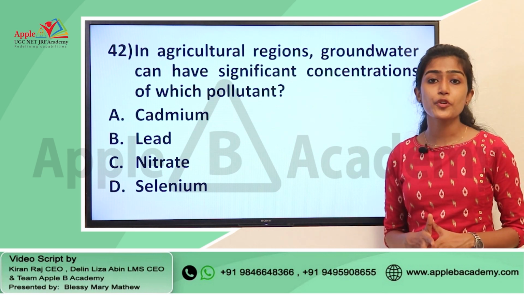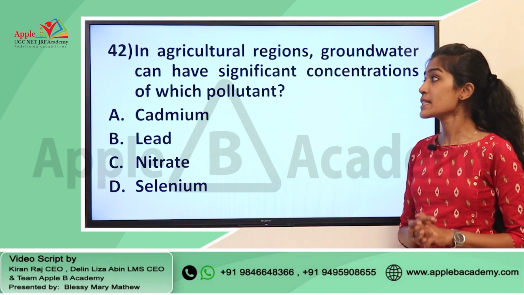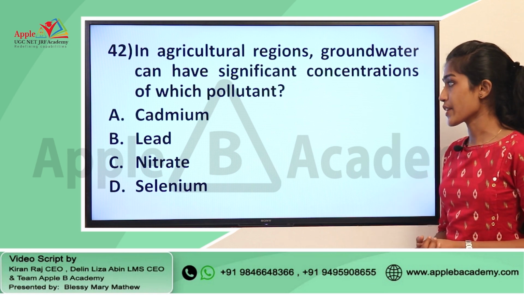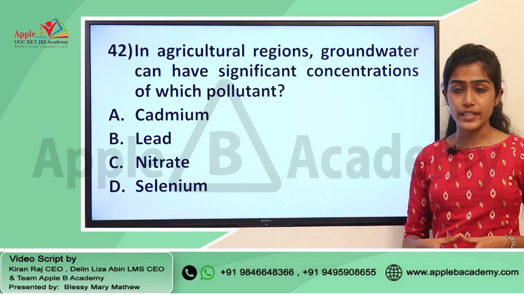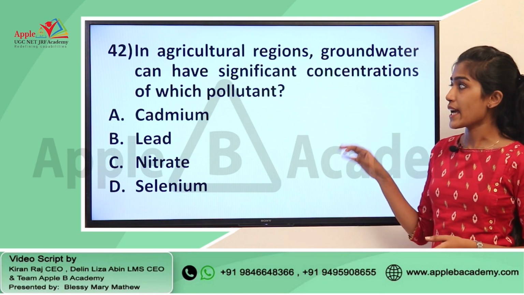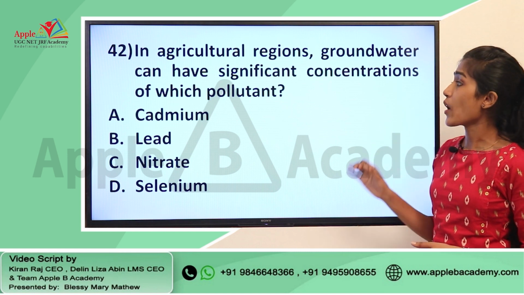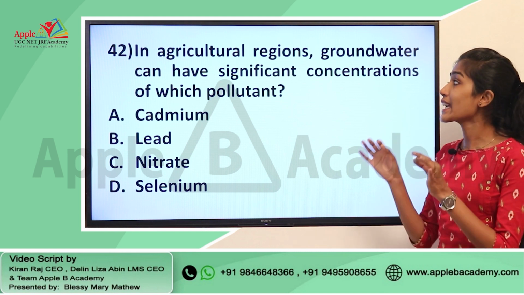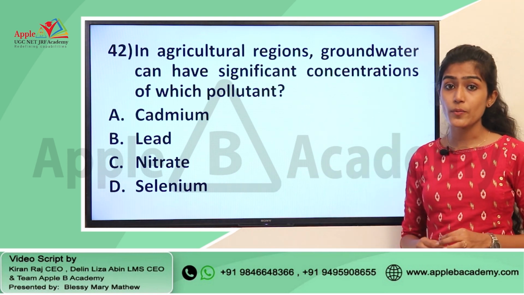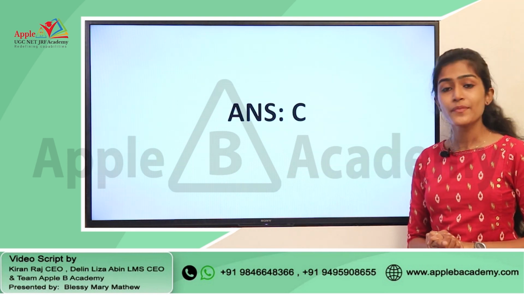Next question is from the module People Development and Environment. In agricultural regions, groundwater can have significant concentrations of which pollutant? And we have the options cadmium, lead, nitrate, selenium. So, in agricultural regions, the groundwater can have significant concentration of the pollutant, that is nitrate. So, the right option for this question is option C.